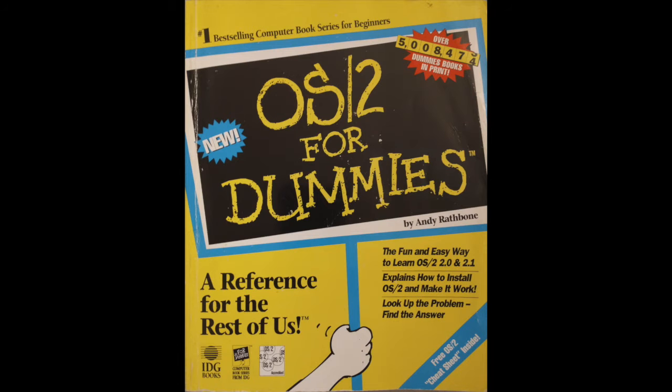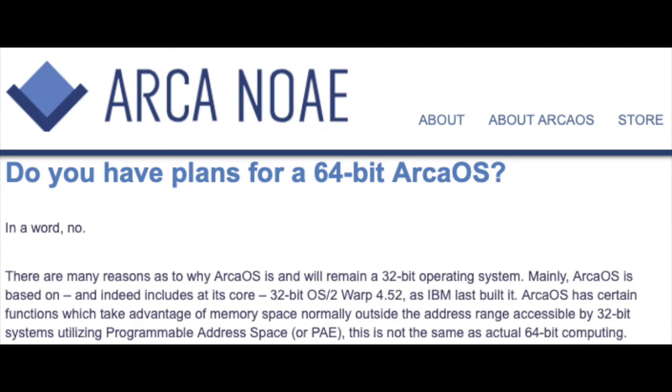OS/2 is a 32-bit OS, unless you go all the way back to version 1.3 from 1990, which supported 286s and therefore was not 100% 32-bit. As of this writing, there is no 64-bit version of OS/2, and it's pretty unlikely there ever will be one. Therefore, it's limited to 4 gigs of RAM, although Arca OS can use higher amounts of RAM as a RAM disk using PAE, and if that means nothing to you, don't worry about it.